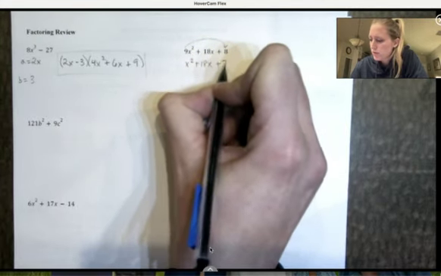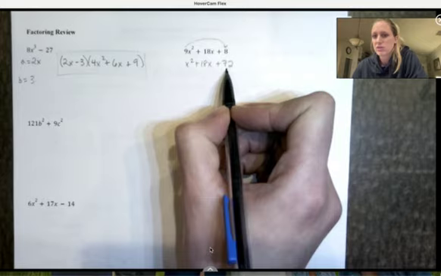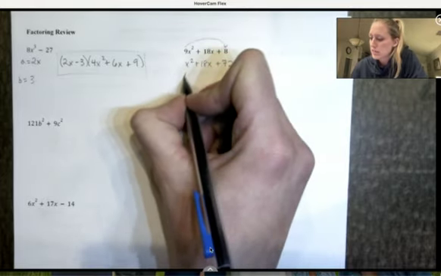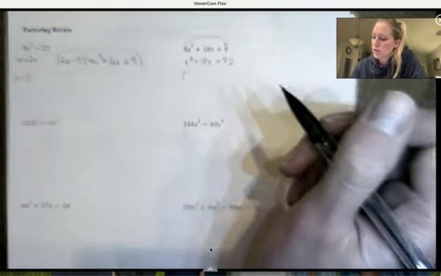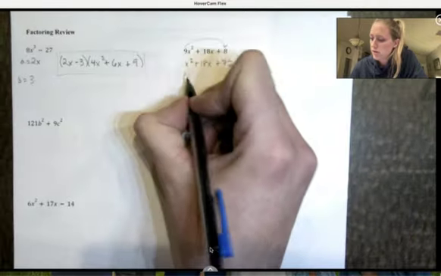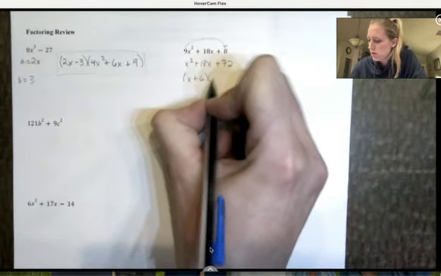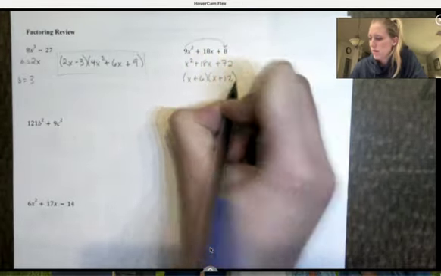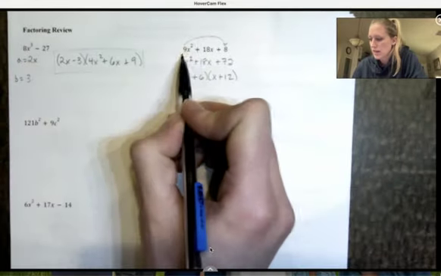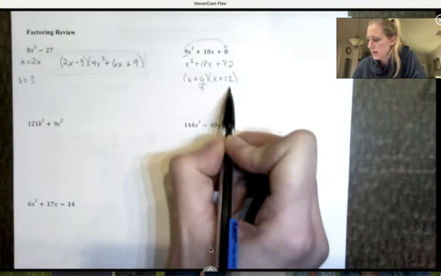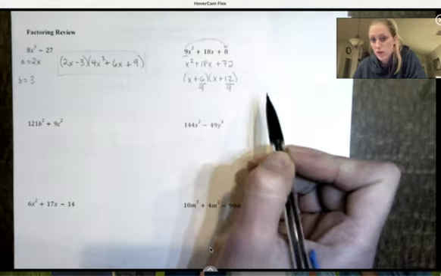So now I'm looking for numbers that multiply to be 72 that add up to be 18, which are 6 and 12. Okay, now I reduce and bottoms up. So I take that 9, I'm going to divide both by 9. We're going to reduce first.